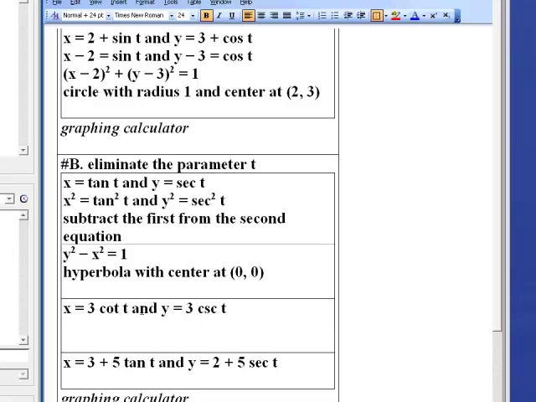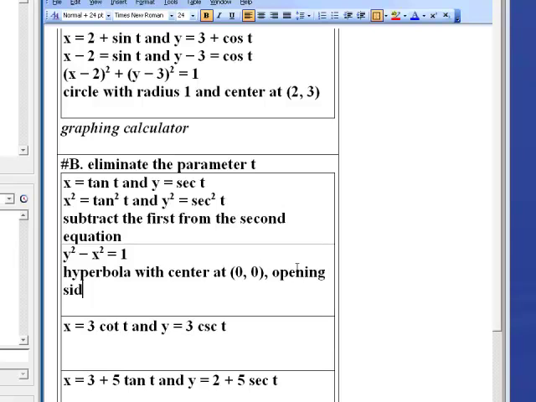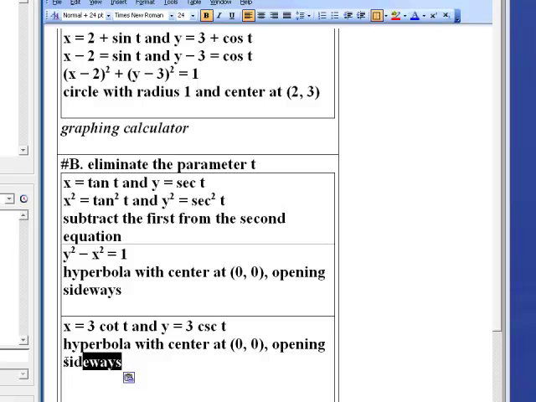Here's a new one, cotangent cosecant. Well, that's also a Pythagorean. Cosecant squared minus cotangent squared equals 1. What might be the difference to the previous one? Well, we already know this one here that it opens sideways. So we would expect that this one here will be a hyperbola, again with the center at 0, 0, and opening up and down once we're done.